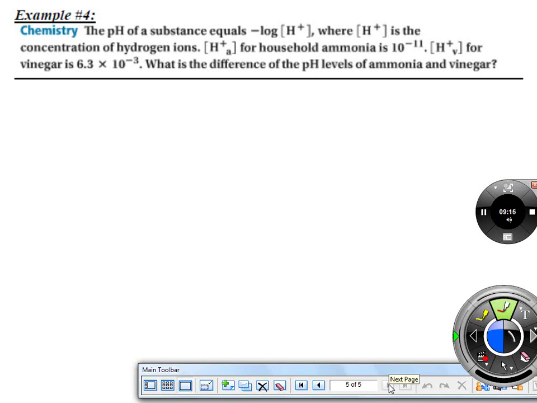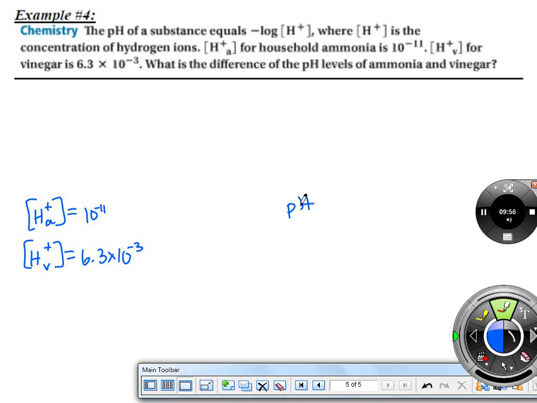They say here you calculate the pH of a substance by doing the negative log of H+, where H+ is the concentration of hydrogen ions. Then they tell us the concentration of hydrogen ions for ammonia is 10 to the negative 11, and the concentration of hydrogen ions for vinegar is 6.3 times 10 to the negative third. And it asks us what is the difference of the pH levels for ammonia and vinegar.